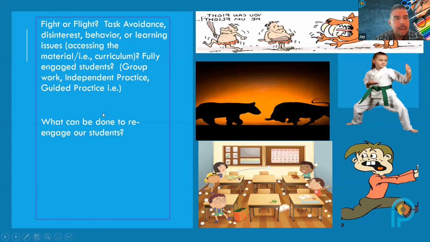Through the sections of my lesson plan, many times they promote two types of behaviors. I'm always checking through the transitions, where are they at in terms of learning? And so I call it fight or flight. They're either going to do a task avoidance, they're going to be disinterested, there's going to be either behavior issues or maybe even some learning issues as to why are they backing down from an assignment.